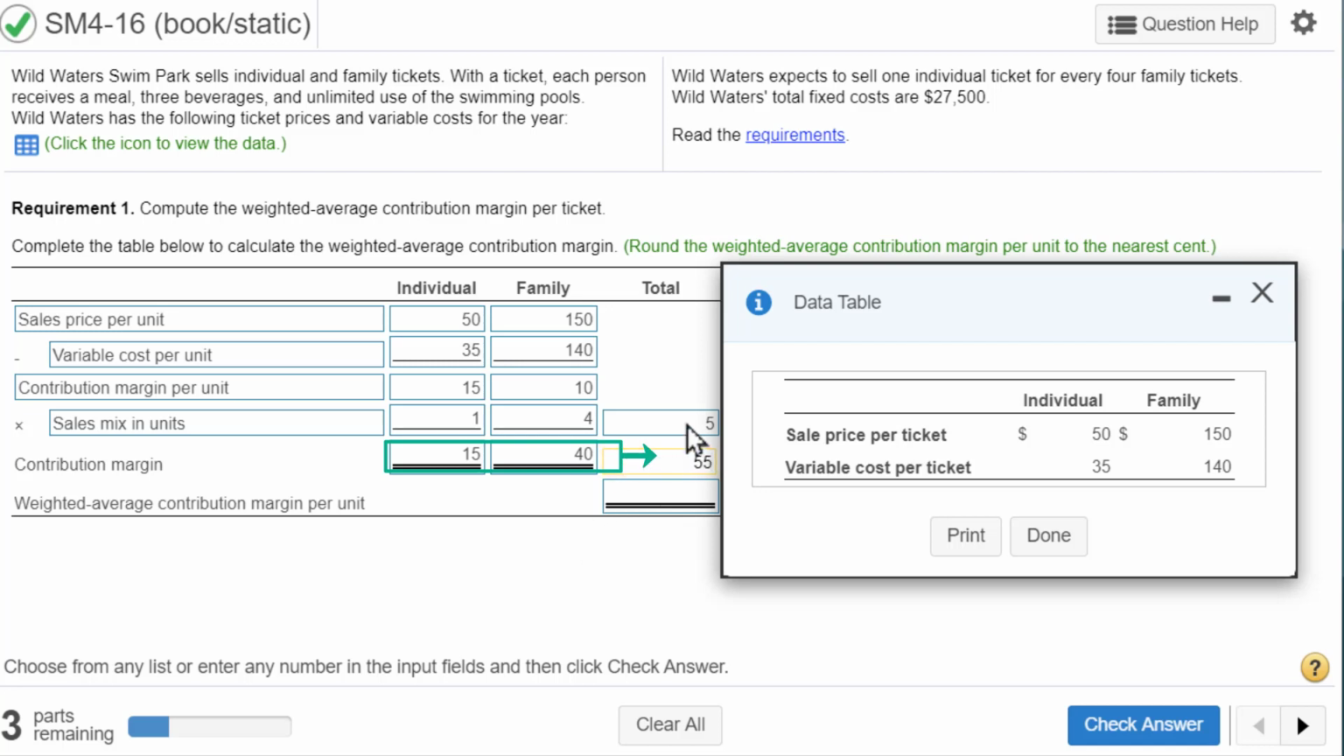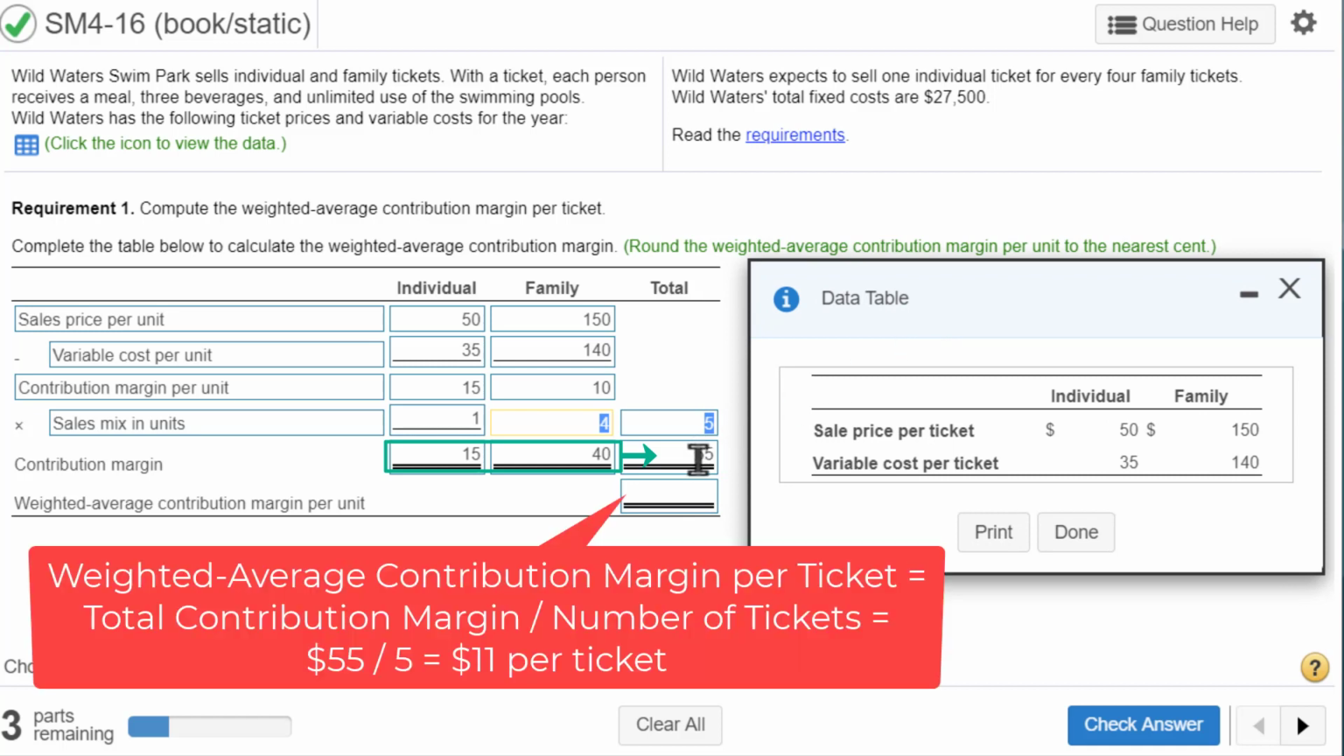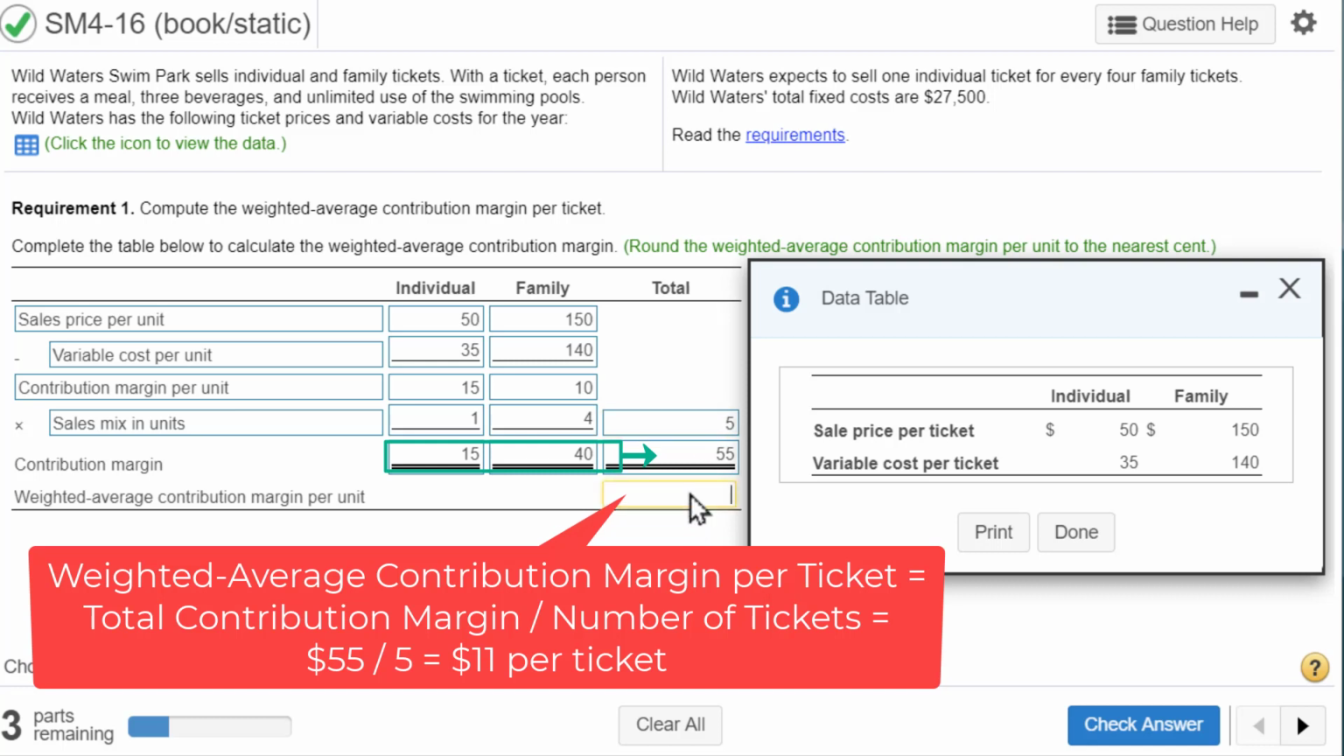So in other words, when they sell 5 tickets, they'll generate about $55 of contribution margin, assuming that the ratio of 1 to 4 holds true. So now, to calculate the weighted average contribution margin, we're going to take the $55 of contribution margin divided by the 5 tickets, which gives us a weighted average contribution margin per unit of $11.